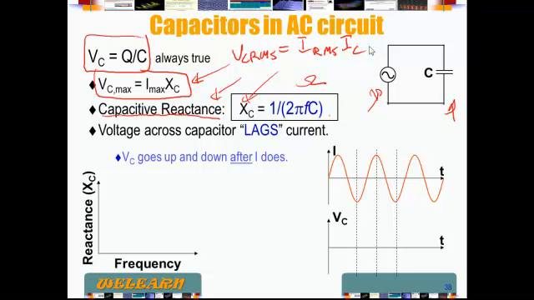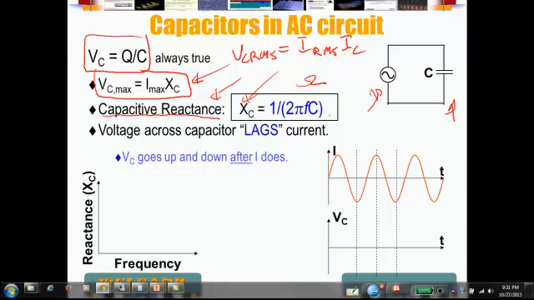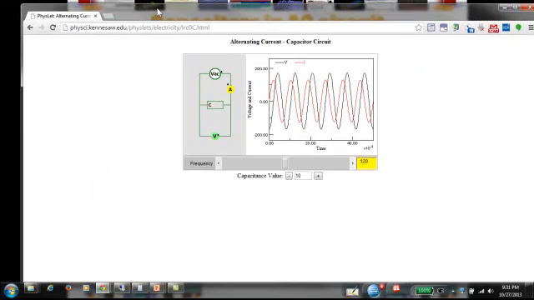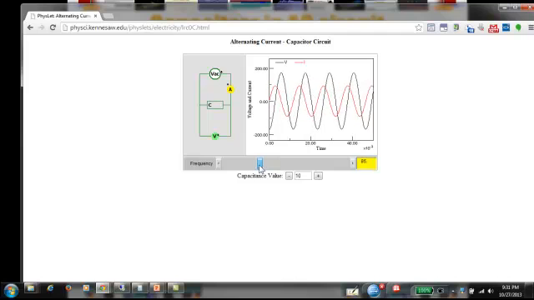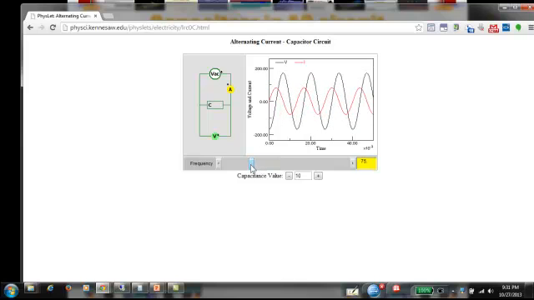Let's look at a simulation of the voltage and the current across and through the capacitor. Notice here the current in red, the voltage in black. I reduced the frequency here so we can notice it. The current is actually at a maximum when the voltage is 0, and vice versa. When the current is 0, the voltage is at a maximum.